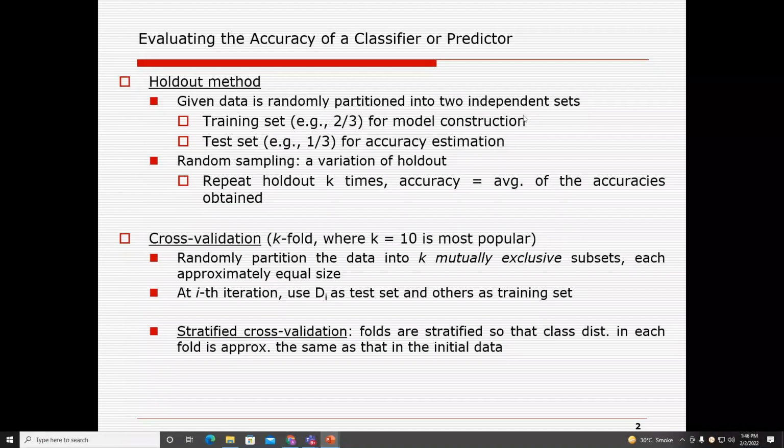So fold, strata, class, cluster, these all have the same meaning. They are all basically various terms used for partition.